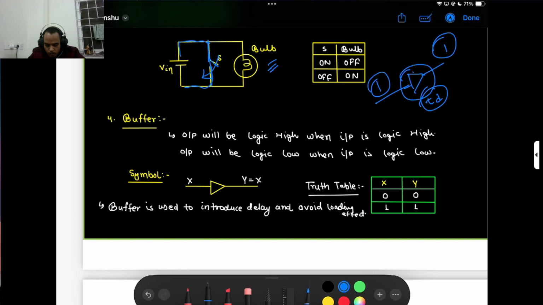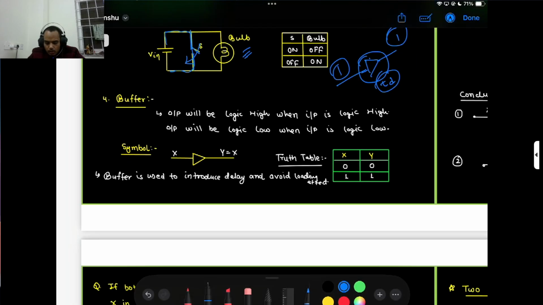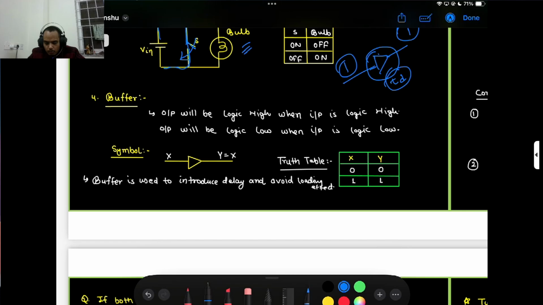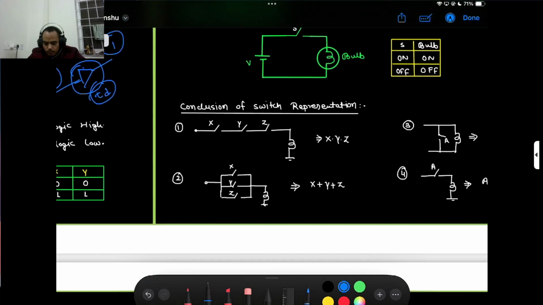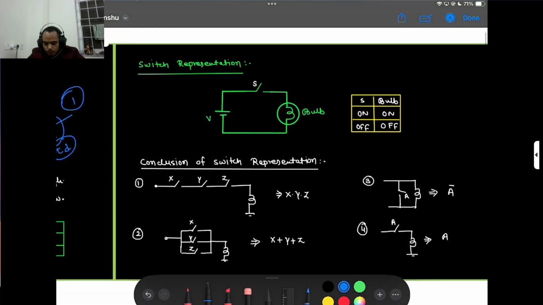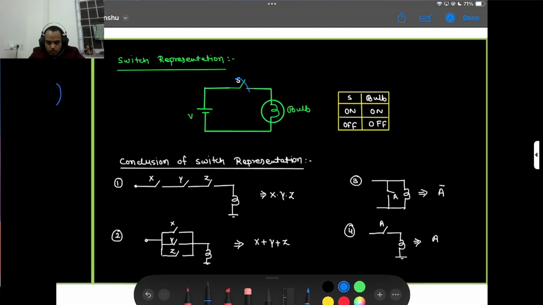A buffer is used to introduce delay and avoid the latching effect. Sometimes a buffer helps to avoid the latching effect, so for that reason we add a buffer. Now switch representation. Switch representation is nothing but just a switch. If my input is 1, then my output is 1 after some time.